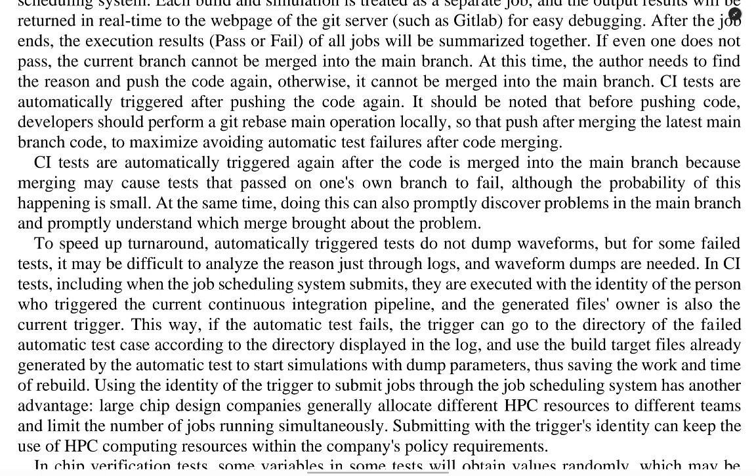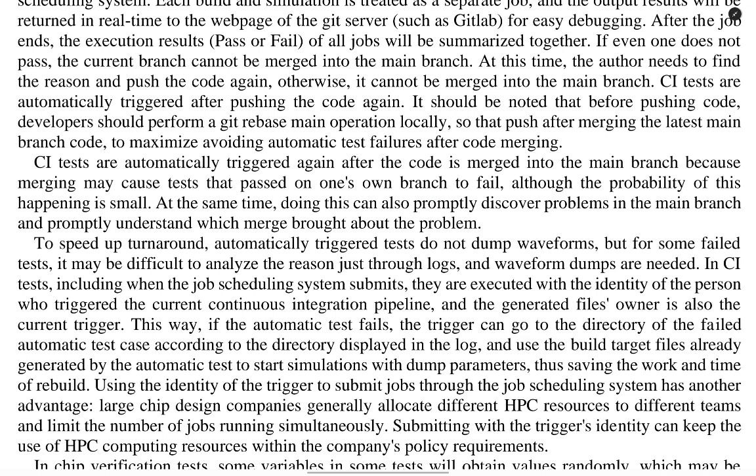To speed up the turnaround, automatically triggered tests do not dump waveforms, but for some failed tests, it may be difficult to analyze the reason just through logs, and waveform dumps are needed. In CI tests, the job scheduling system submits jobs without identifying the person who triggered the current continuous integration pipeline, and the generated files' owner is also the current trigger.